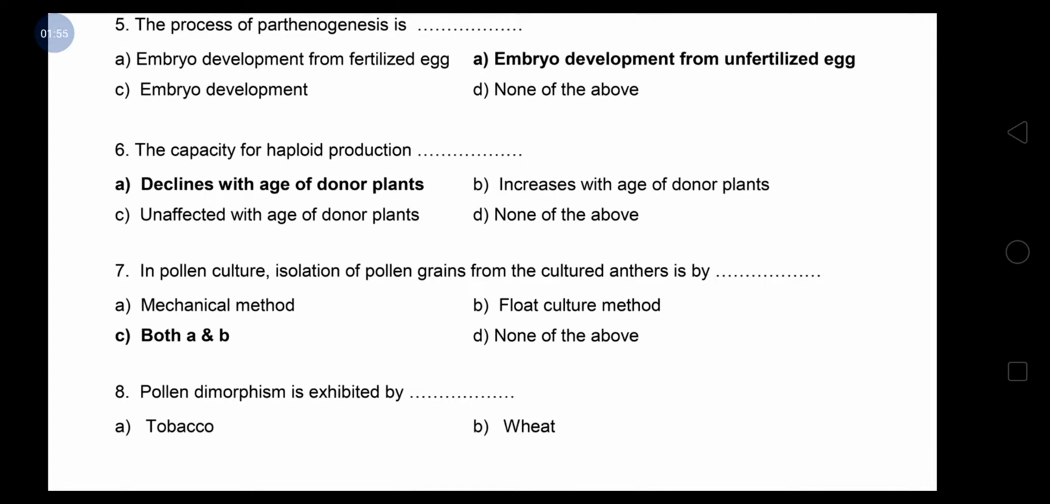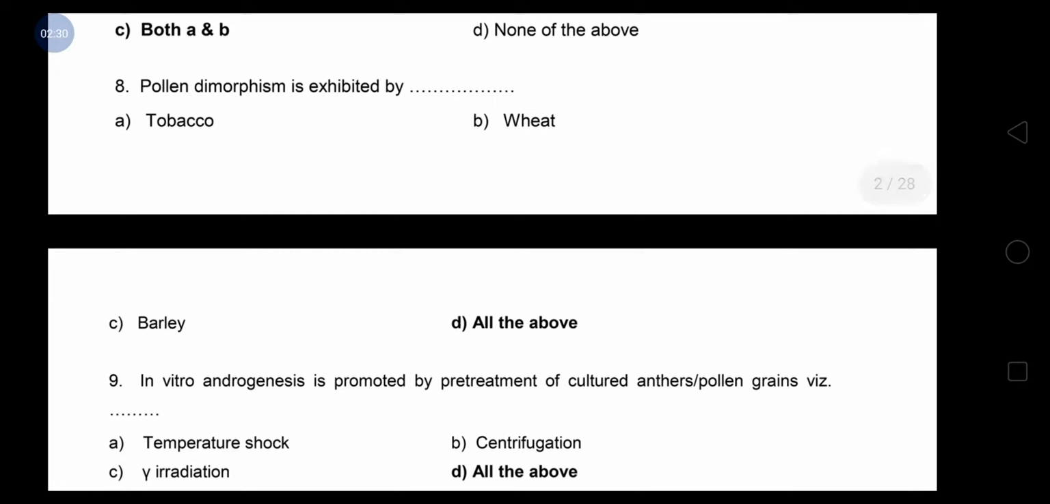The capacity for haploid production declines with the age of the donor plant. That means when we cross Hordeum vulgare into bulbosum, bulbosum is the donor, and one chromosome complement is eliminated here. As the age increases, the production of the number of haploids declines. In pollen culture, isolation of pollen grains from the cultured anthers is by the mechanical method and the float culture method. Pollen dimorphism is exhibited by tobacco, wheat, barley, and others.